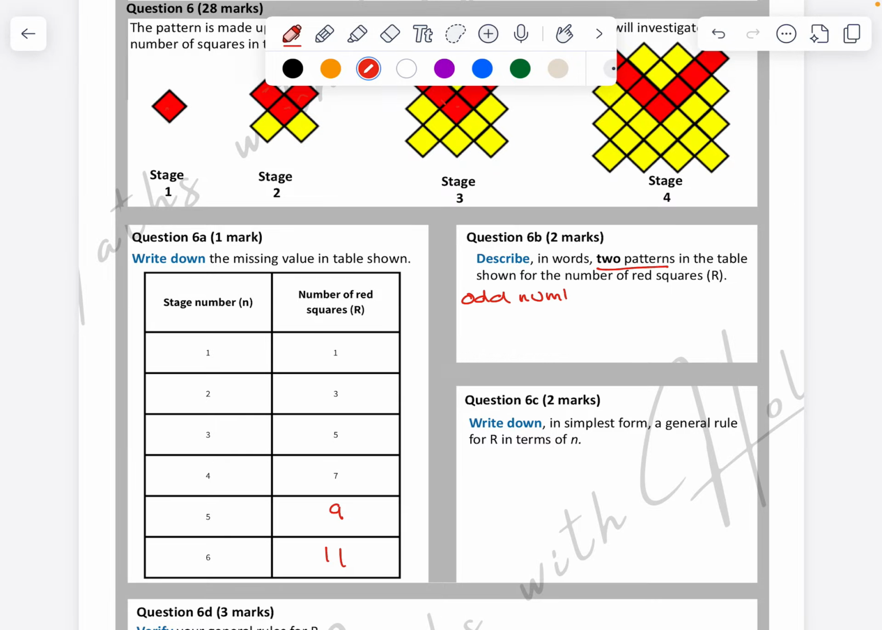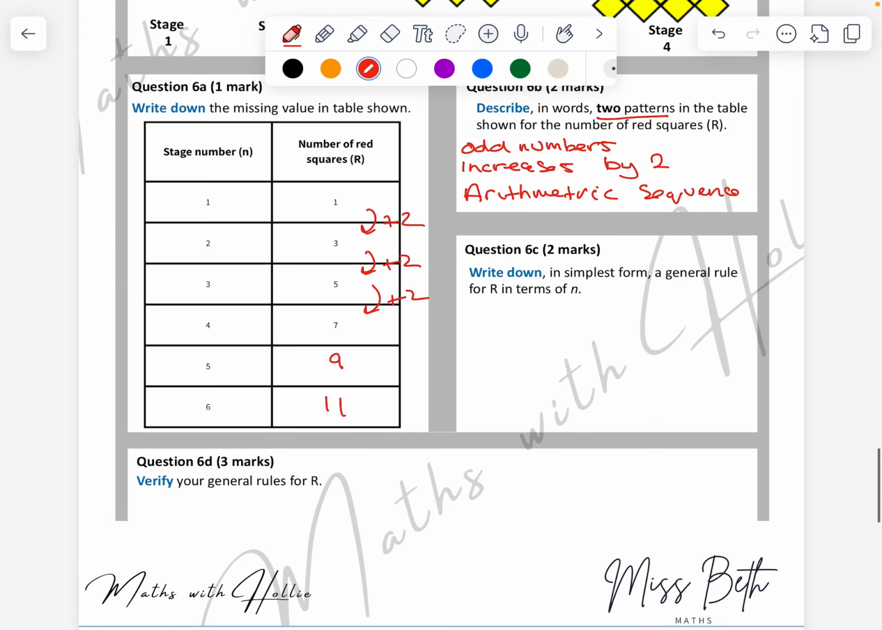Well, we've got odd numbers. That could be 1. You could say that it increases by 2 each time, because it's +2, +2, +2. And you can also say that it's an arithmetic sequence. Yeah, because the difference is the same each time.